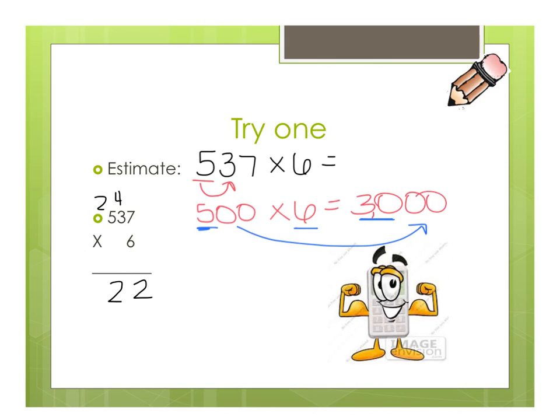Now multiply that hundreds place. 6 times 5 is 30, plus 2 is 32. So our exact answer is 3,222. How'd you do?